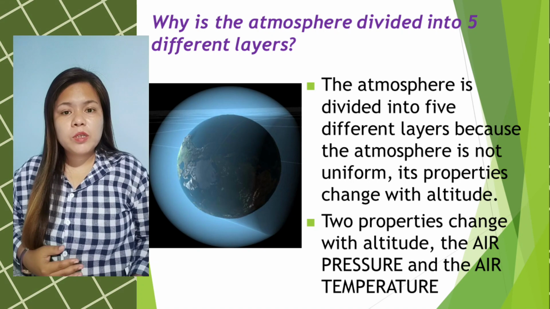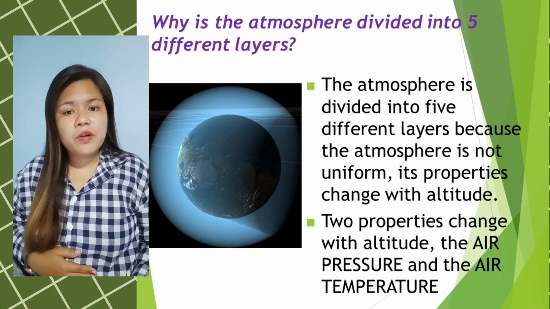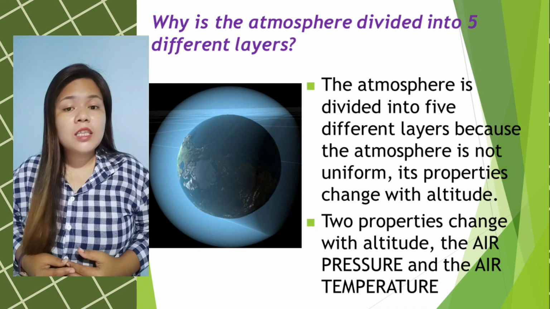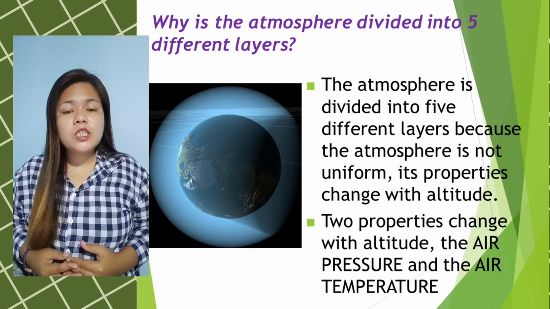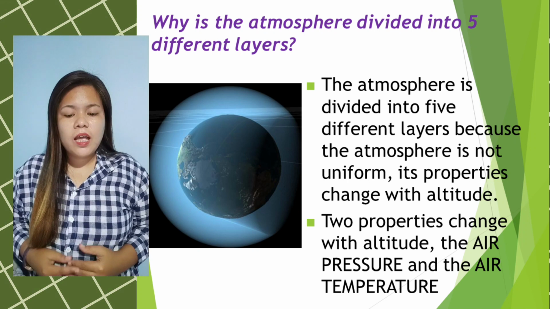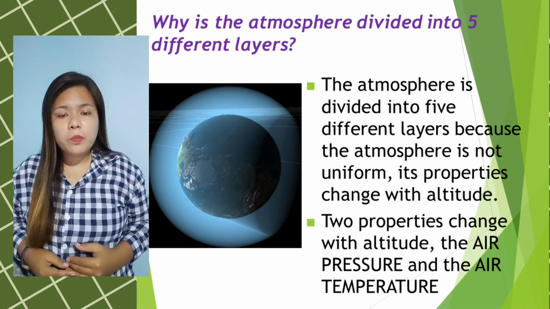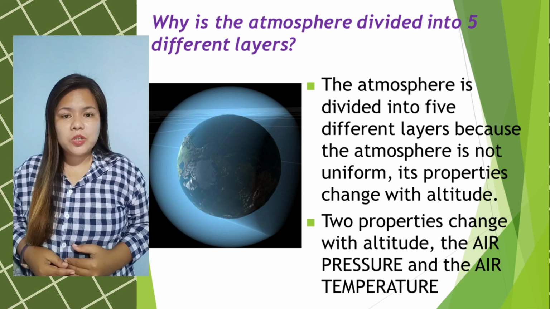Why is the atmosphere divided into 5 different layers? It is because the atmosphere is not uniform. Its properties change with altitude. And there are 2 properties that change with altitude: the air pressure and the air temperature.